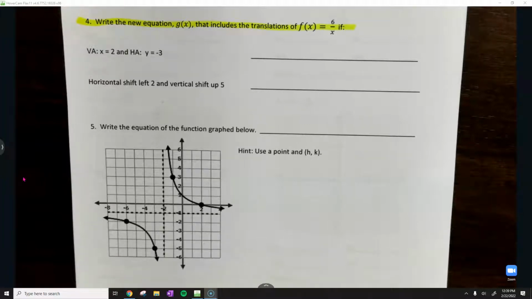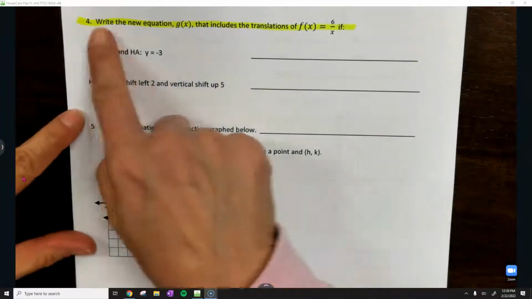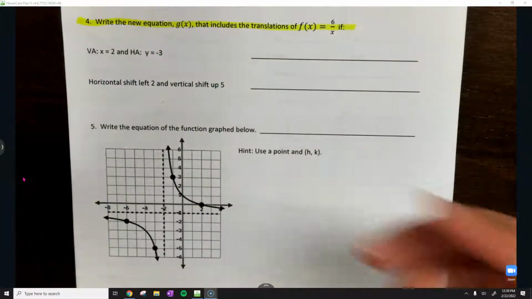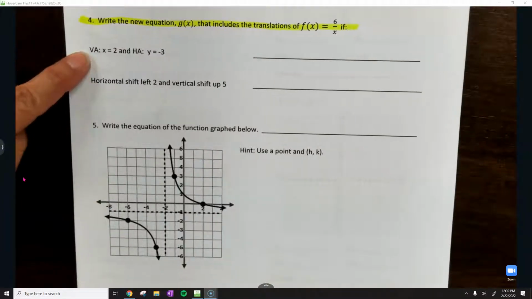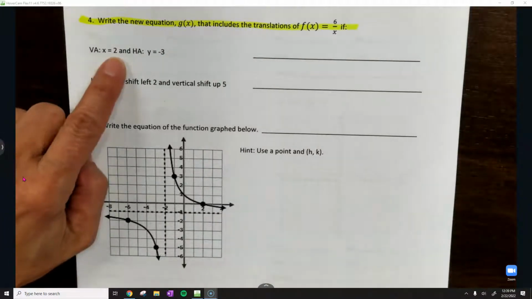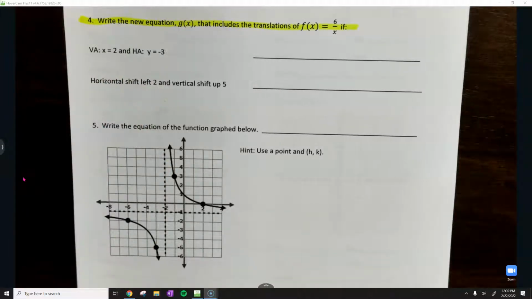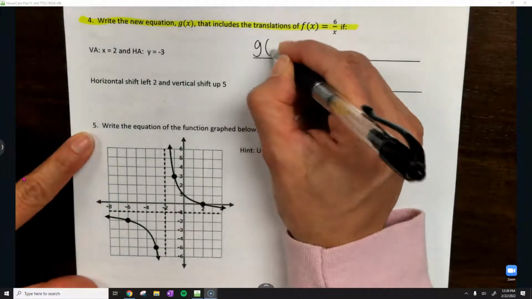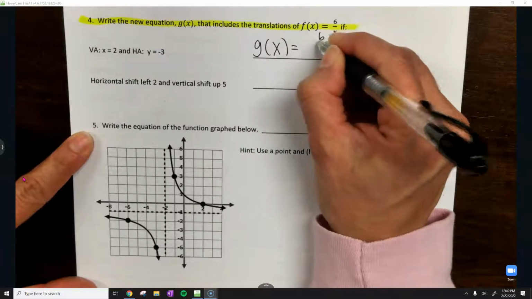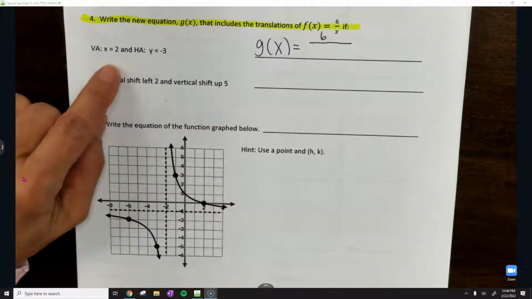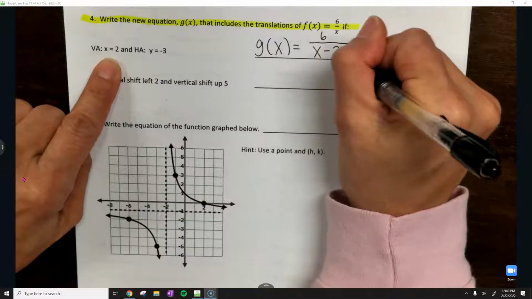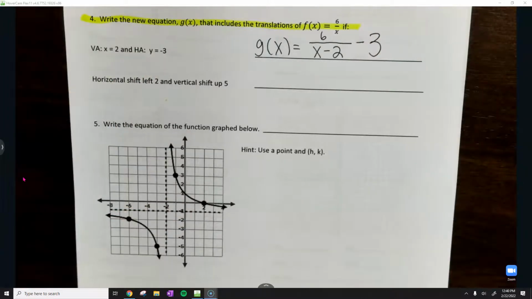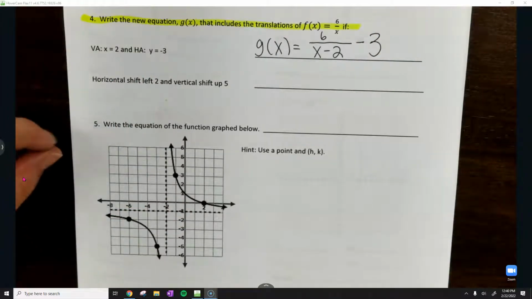So this time we're just writing equations, no pictures. Write the equation g of x that includes the translations of f of x equals 6 over x. So we're going to look at this scenario. This scenario has a vertical asymptote of 2 and a horizontal asymptote of -3. There's no mention of any change in the a value, so it is going to still have the exact same numerator. However, the denominator is going to be x minus 2. And remember, guys, whatever your horizontal asymptote is, that's the big number out at the end. So that's how you do those.